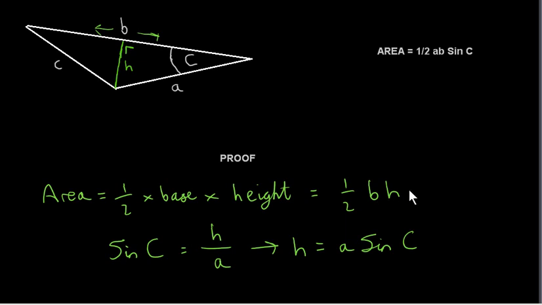And what we do then is we look at half the base times the height. That's the area. But we plug in a sine C for the height. So a sine C goes in for h. And there we have it. The area is half b a sine C, or half a b, doesn't matter, same thing. So we have half the product of two of the sides times the sine of the angle in between the two sides. So we need two sides and the angle in between to get the area of a triangle. So using this formula, we don't need to know any perpendicular height.